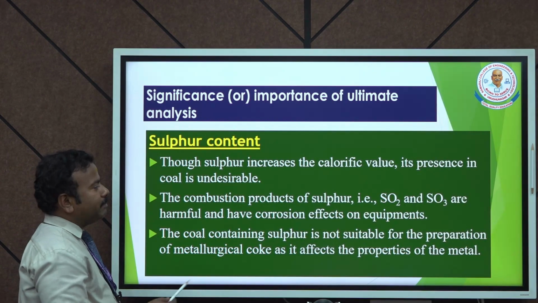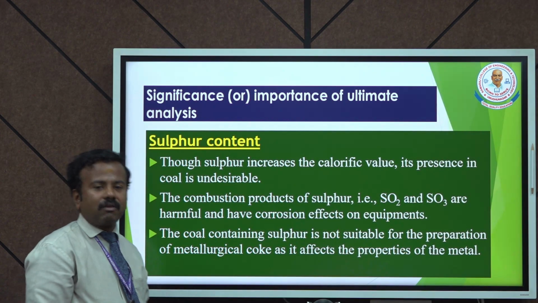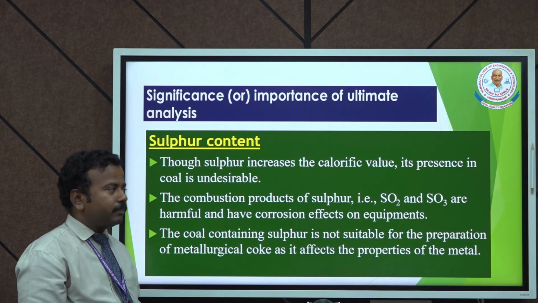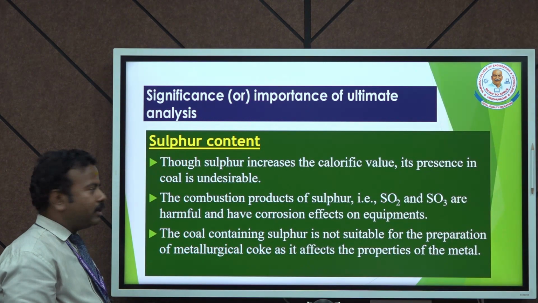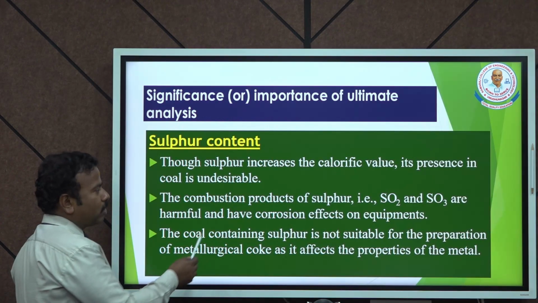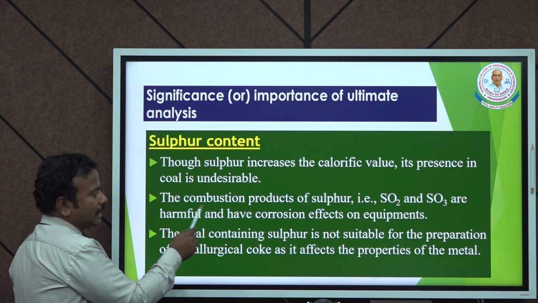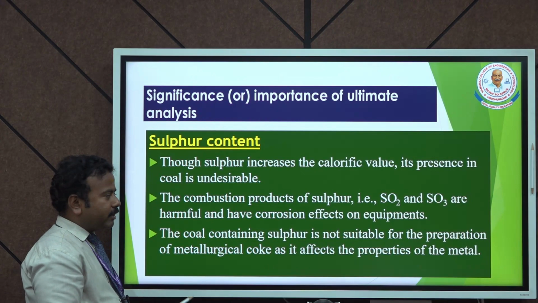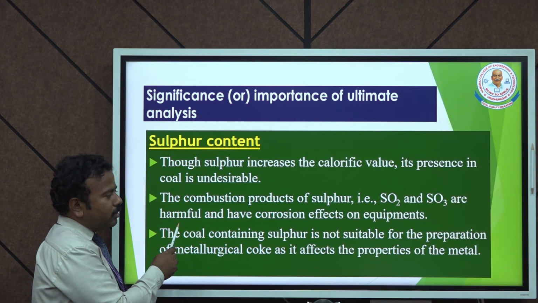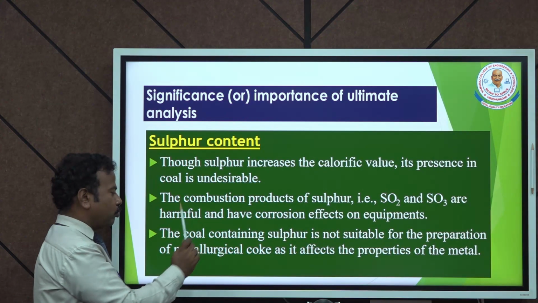Because it may release products like sulfur dioxide and sulfur trioxide, which cause corrosion effects on the equipment and may be harmful to the environment also. The combustion products of sulfur, sulfur dioxide and sulfur trioxide, are harmful and cause corrosion of the equipment.